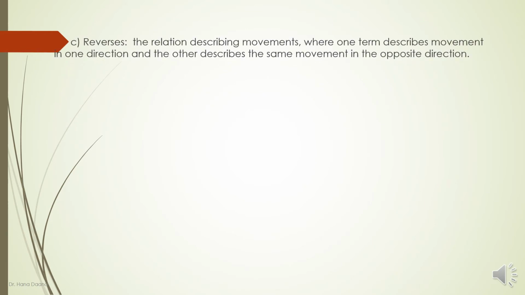Reverses is the relation describing movements, where one term describes a movement in one direction and the other describes the same movement in the opposite direction. Examples: right and left, up and down, in and out, fill and empty. Fill goes in, empty goes out. So we are describing a particular movement, but one term describes it in one direction, the other describes it in the opposite direction.